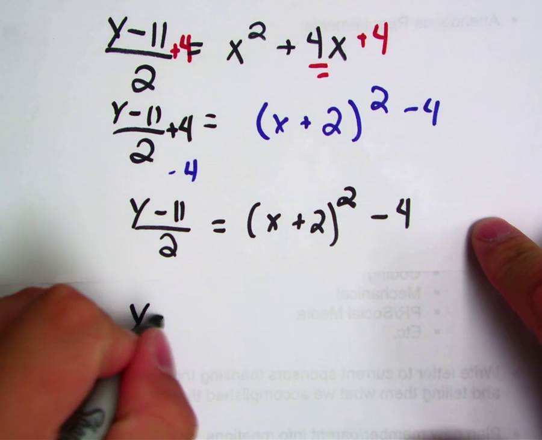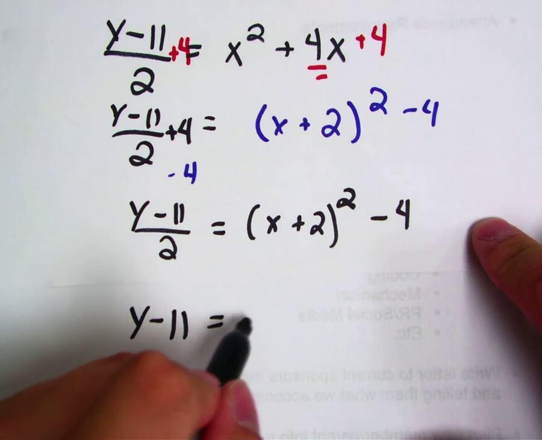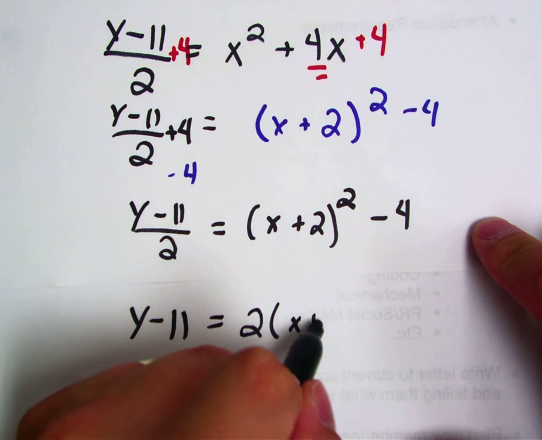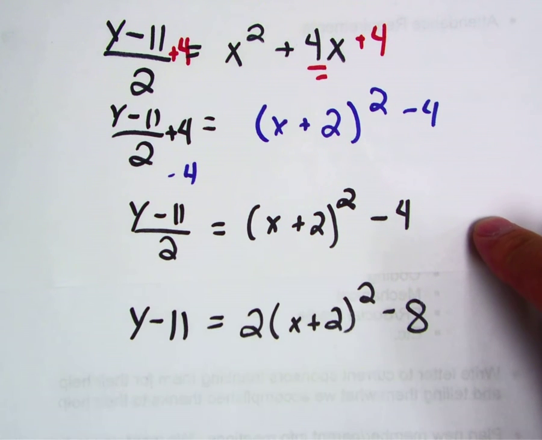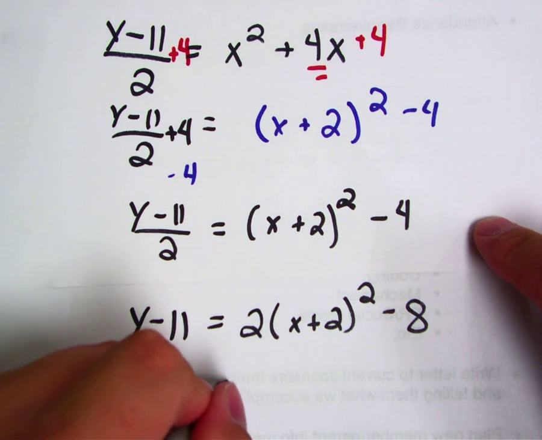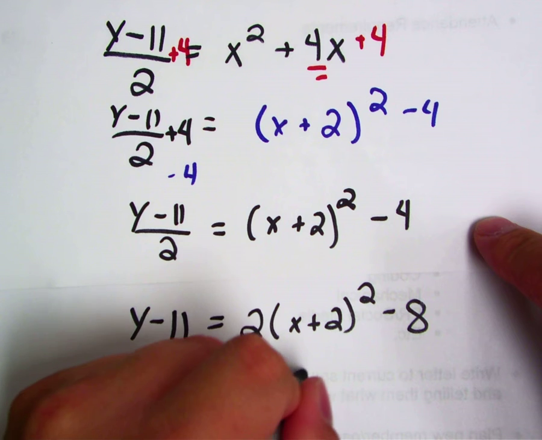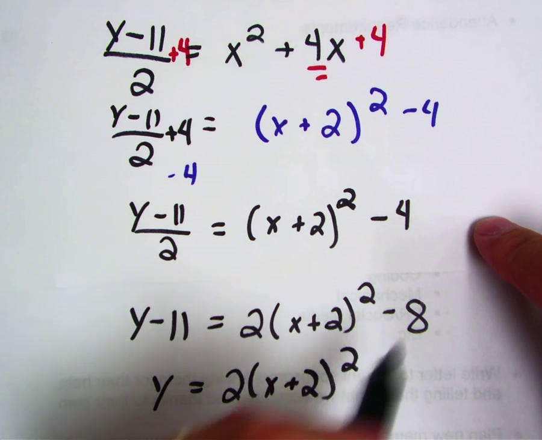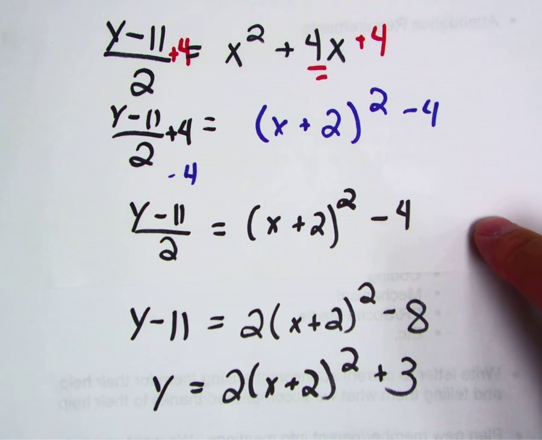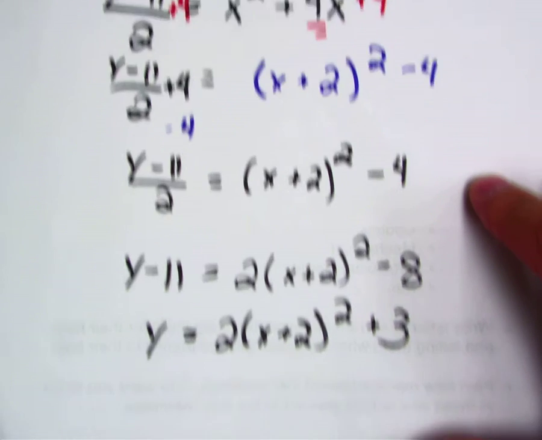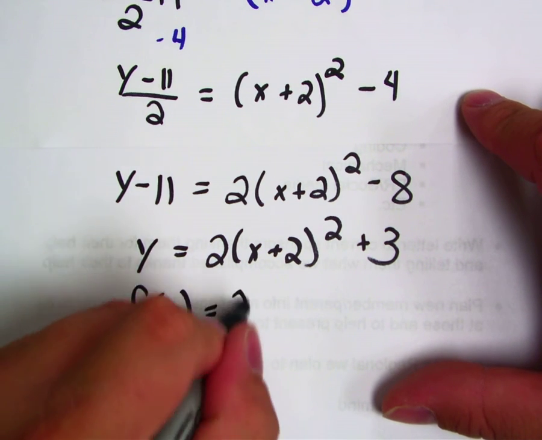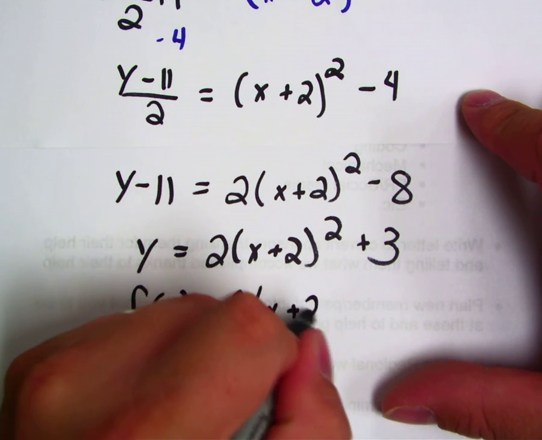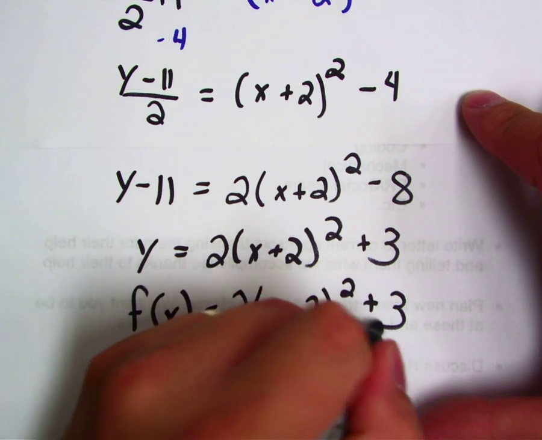And so the biggest thing to remember here is when we multiply, just like when we divide, we're multiplying everything by 2. That includes this minus 4. And then I'm going to have to add 11 to both sides to get this back to y equals. So plus 11 would make that plus 3. And of course, since we want this in function notation now, we can rewrite it as f of x equals 2 times x plus 2 squared plus 3.